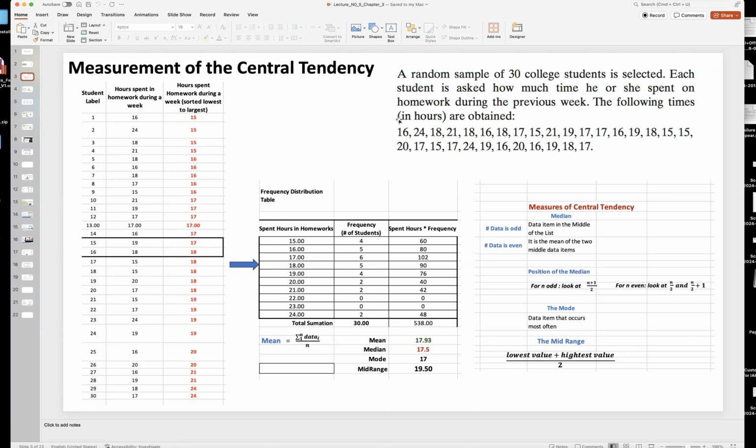And he asks every one of the students how many hours they spent doing that homework, and he collects that data. In that course, there were 30 students. So if you count all of these, there were 30 college students. And what everybody replied during the survey was the number of hours that they spent on the assignment.